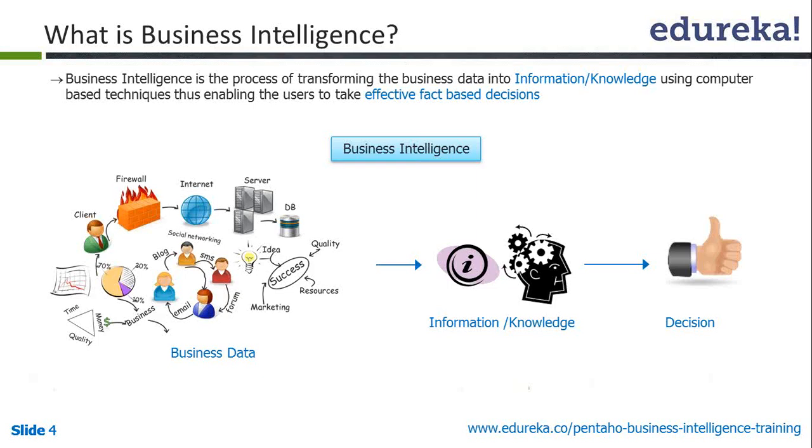Organizations have lots of data in different forms. It's coming through the web, it's coming through mobile. The forms of data are different, and the volume is quite huge. To take information out of this data, so that the organization can make effective decisions for its growth, we need to transform that data into a form on which we can do analysis for better decisions.